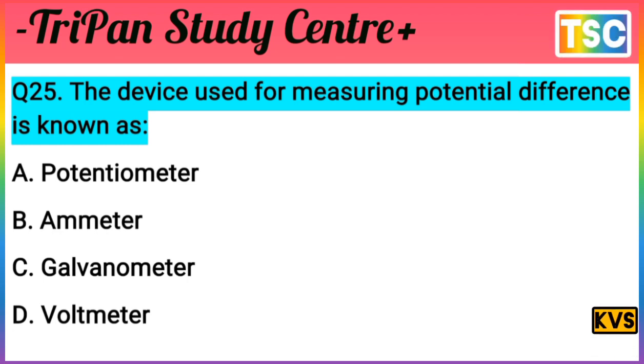Let's see what the answer is for this question. The device used for measuring potential difference is known as: A, potentiometer; B, ammeter; C, globometer; D, voltmeter. The device that measures potential difference is the voltmeter. It means option D is correct for this question.